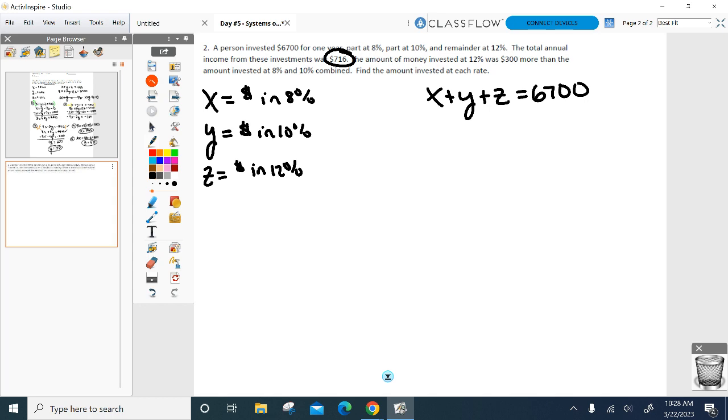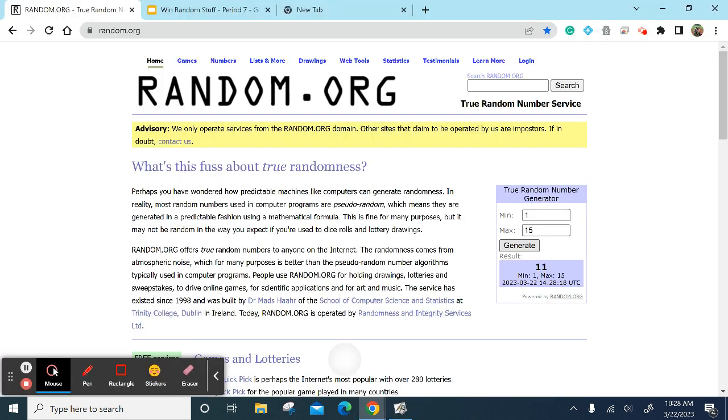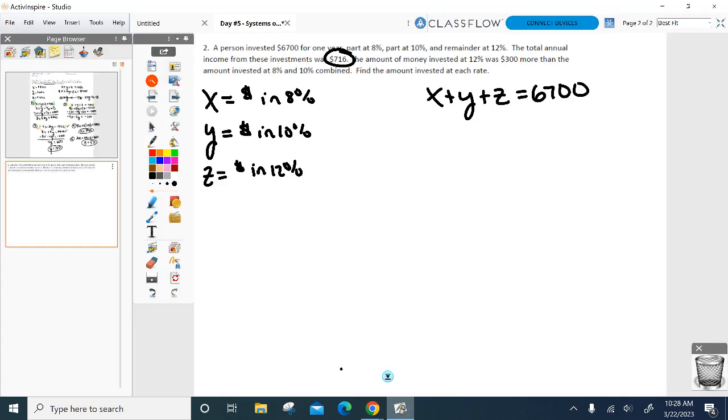So let's apply it now. I'll help you out on this one. How much is X? That's the 8% plan, so 0.08. Everyone ready? 0.08X plus 0.1Y plus 0.12Z. How much did I get back when I put my money into these accounts? 716. Perfect.